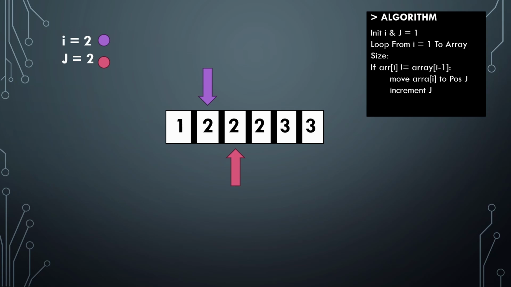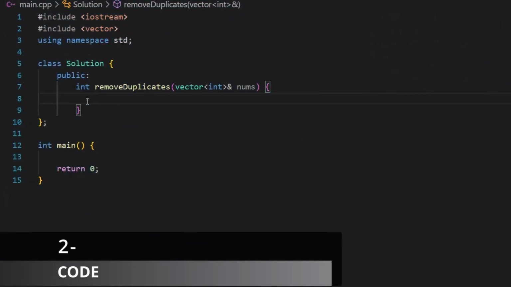You can see now that this part contains two unique elements. i is now equal to 3. We compare the current element with the previous element and they are equal, so we won't do anything. Now i is equal to 4. 3 is different than 2. So what I want to do is take 3 and place it at index j, which is 2, and then I will increment j. You can see now that this part contains the unique elements, and this part here you can simply ignore. At the end, what we want to do is return j, because it contains the number of unique elements inside this array. Now let's go ahead and write some code.